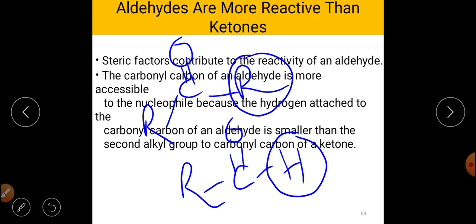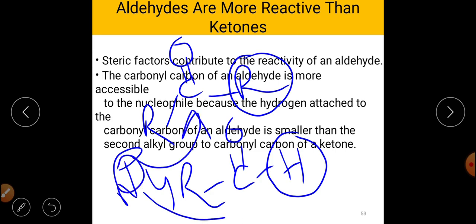It means steric crowding in case of ketone is more as comparison to aldehyde, and this steric crowding in case of ketone will slightly hinder the attack of nucleophile on the carbonyl carbon. Now this is suppose your nucleophile, and this nucleophile is going to attack on this particular carbonyl carbon, and here it will attack on this particular carbon.